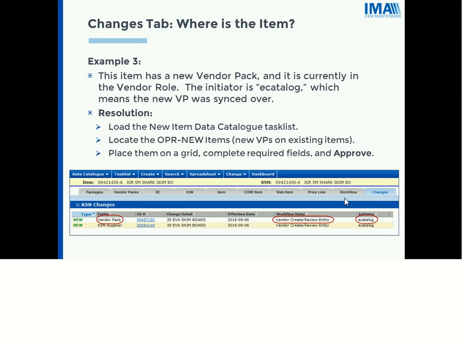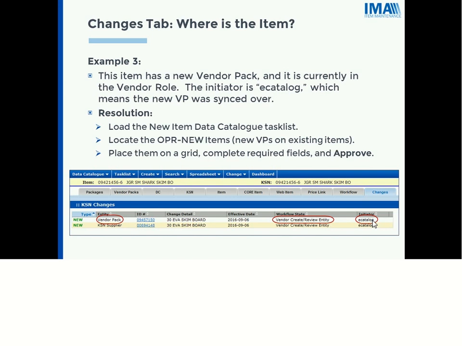So in this example, this item has a new vendor pack, and it's currently in the vendor role. So here under entity, we can see a vendor pack, and under type you see new. So it's a new vendor pack. And under workflow state, you see vendor create / review entity. And initiator is e-catalog. Now when the initiator is e-catalog, that means that it was synced over from your data sync provider. So this new vendor pack was synced over.